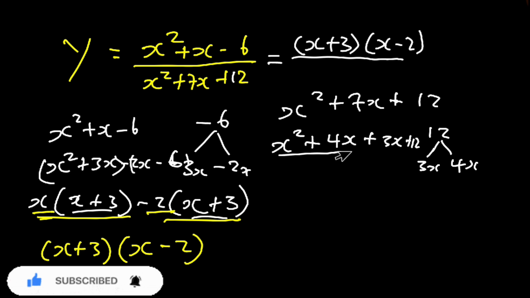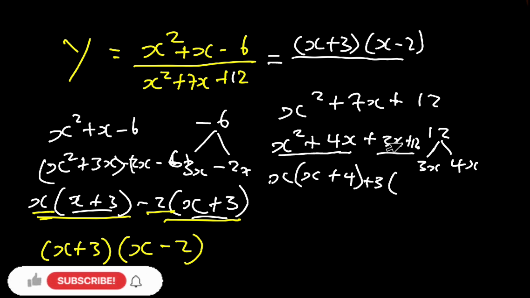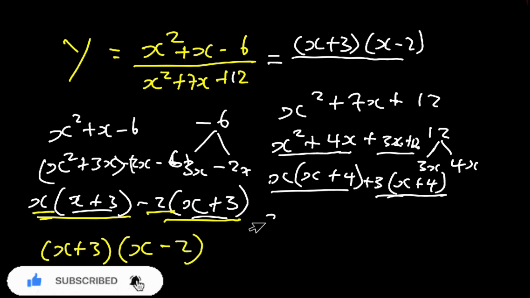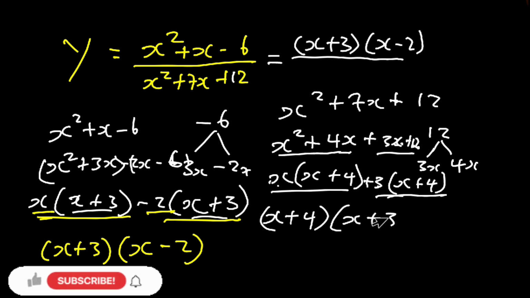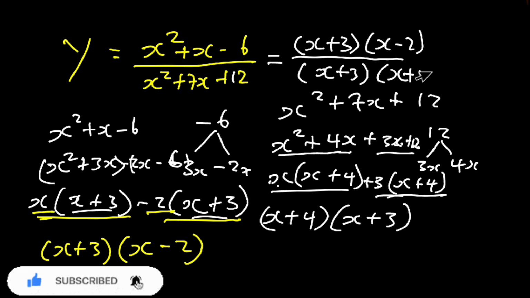And then let's factor out by grouping. Now x is common between x squared and 4x. Let's factor it out. x squared divided by x, we have x. 4x divided by x, we have 4. Then plus, between 3x and 12, 3 is common. So 3x divided by 3 is x, plus 12 divided by 3 is 4. So let's factor out again. x plus 4 is common. Then we'll be left with x here and then plus 3. So we have that the denominator is equal to (x plus 3)(x plus 4).